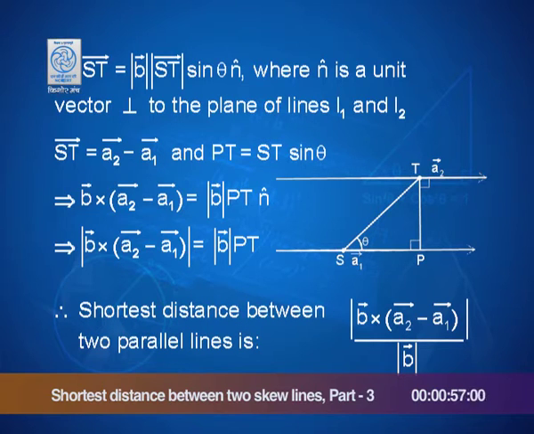So, if I have the two lines given to us which are in the same direction, so I know the vector B, I know the vector a1 and a2, I can take this formula as a result to find the shortest distance between those two parallel lines.